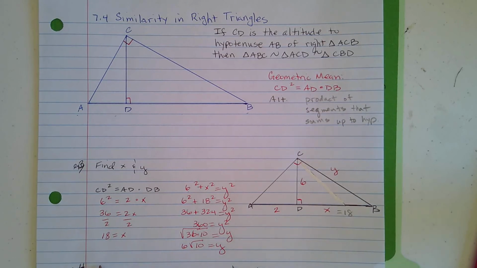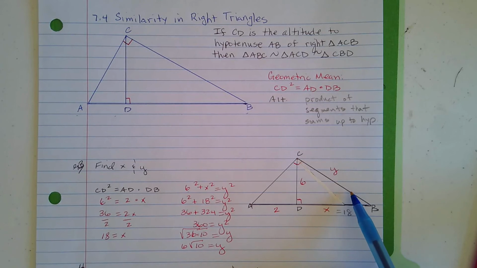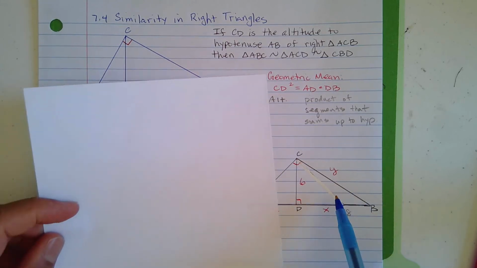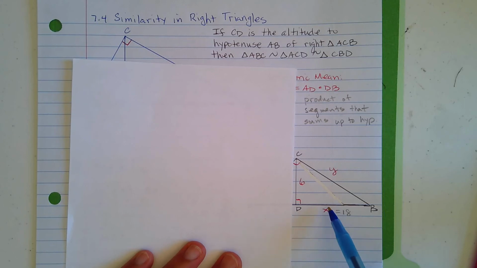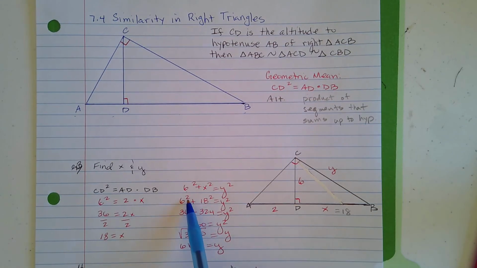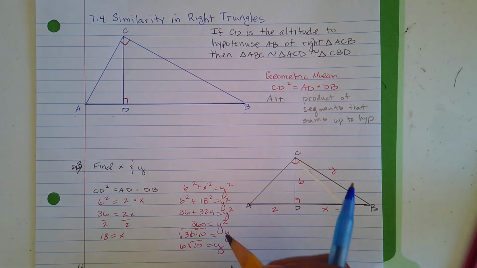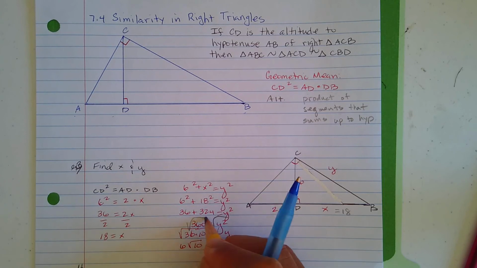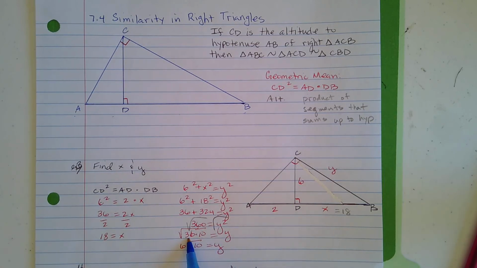X equals 18. Well, to find what y is, if you just focus on this triangle, we have a right triangle. Now that we have two sides of a right triangle, all we do is use the Pythagorean theorem. So it's going to be 6 squared plus x squared equals y squared. 6 squared plus 18 squared equals y squared. Evaluate all the numbers. We have 360 equals y squared. What we'll do is we'll take the square root. So y equals the square root of 36 times 10.